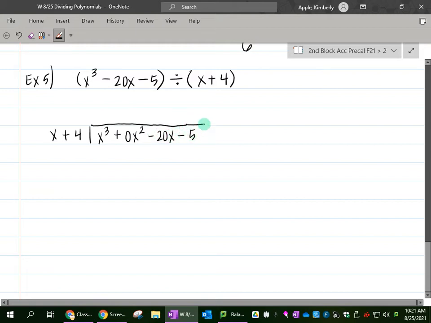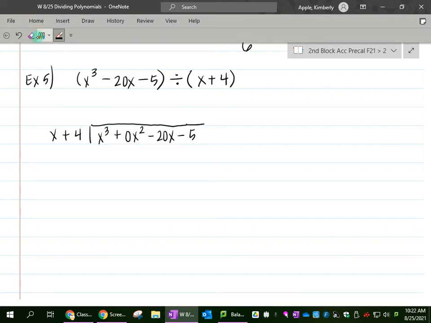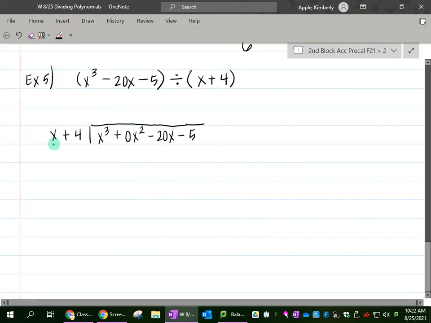And I use a 0x squared because that's nothing, right? That's really a 0. It doesn't change anything. I'm just going to stick that in there so I don't get lost. So if you're missing a power, you need to put a placeholder inside of there with a 0 on it. And now we'll just proceed as normally, right? So let's get started.